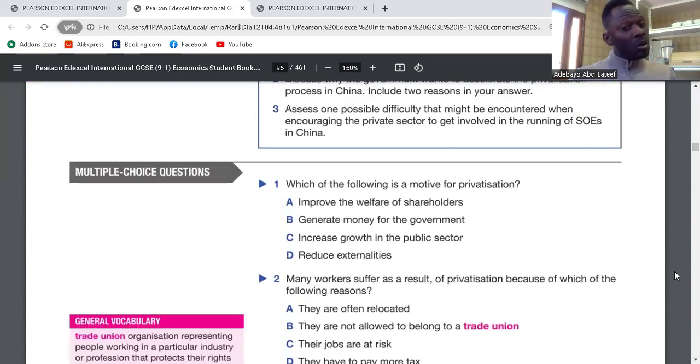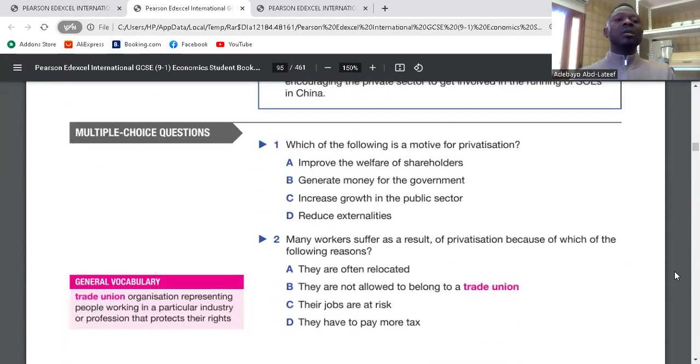So that's a case study. We'll go to the multiple choice questions. The first one, which one of the following is a motive for privatization? The motive for privatization. Improve the welfare? No, the motive for privatization. Increase growth? No. Generate money.